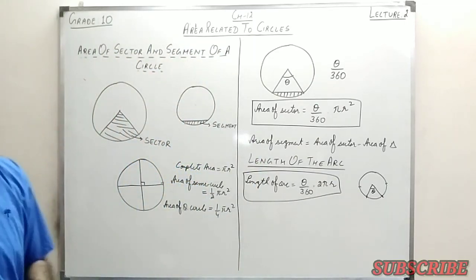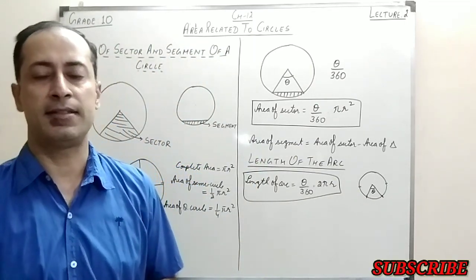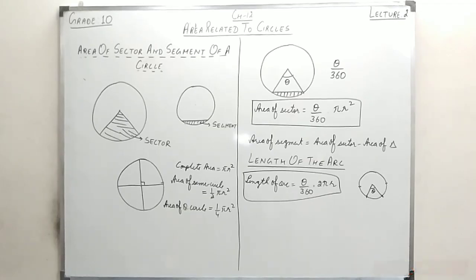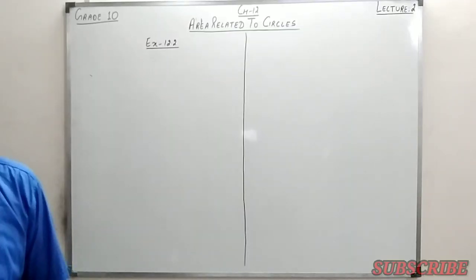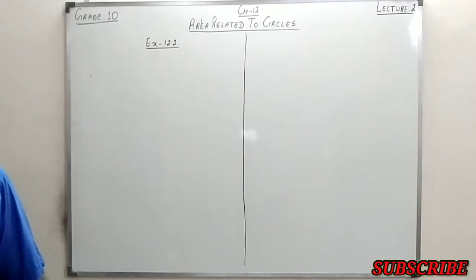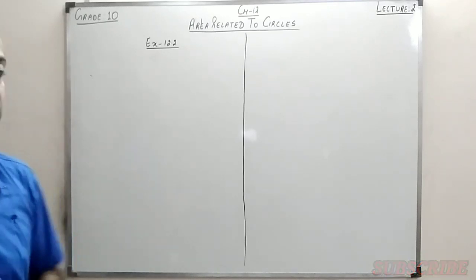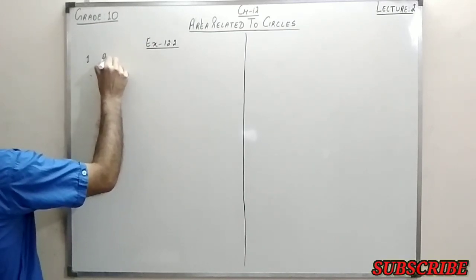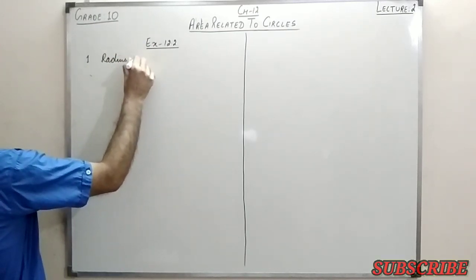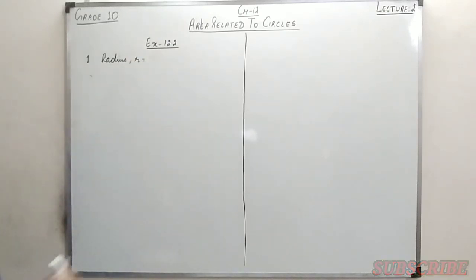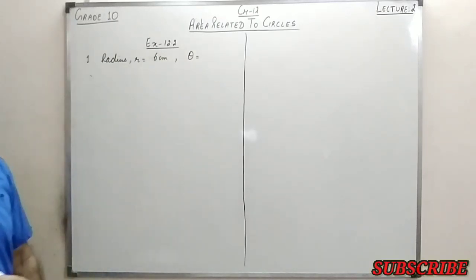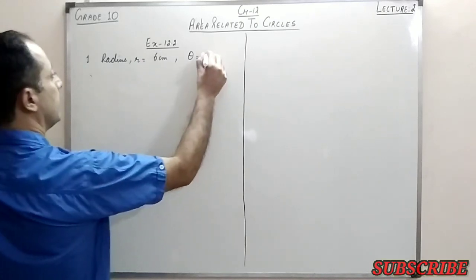Now, based on these relations, we will solve the questions of exercise 12.2, right? So let's start now with the first question of exercise 12.2. It's given: find the area of a sector of a circle with radius 6 cm if the angle of the sector is 60 degrees. In the question you are given that the radius r is equal to 6 centimeter, and the angle which the sector forms is equal to 60 degrees.